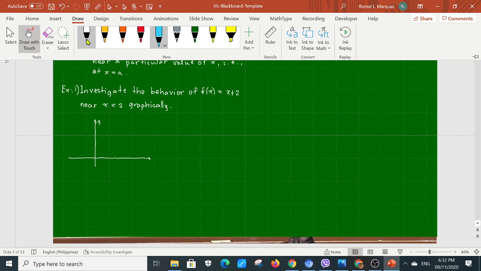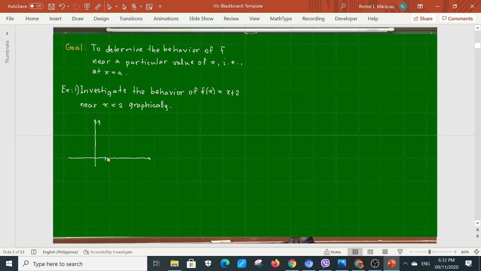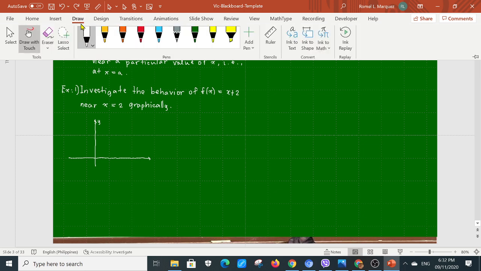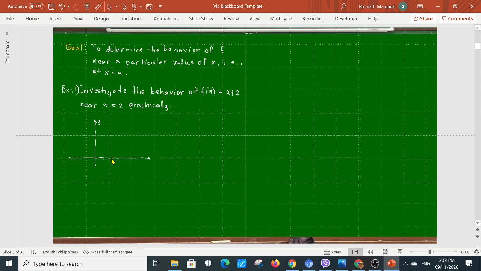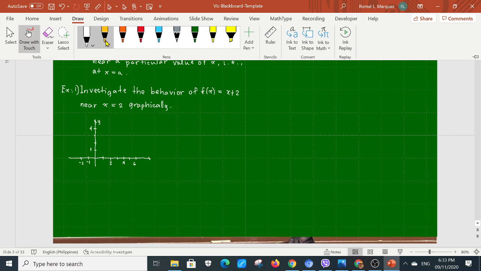So when x is equal to 1, let's have some values. 1, 2, 3, 4, 5, 6. 1, 2, 3, 4. So this is 4. This is 1. This is negative 1, negative 2. And this is positive 2. And this is positive 4, positive 6. So let's take the point. When x is 0, so we have 2.